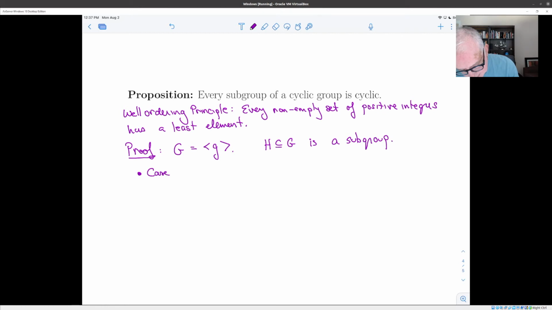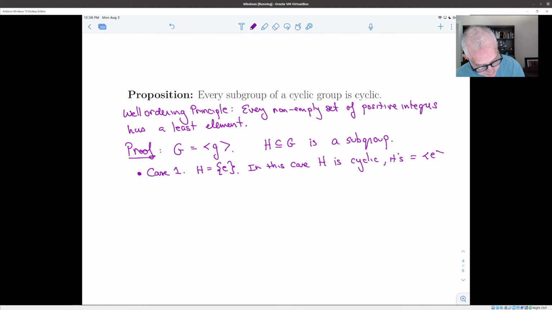Case 1. H just consists of the identity element. So in this case, H is cyclic because it's generated by the identity element. So the trivial group is a cyclic group in a kind of a silly way, because no matter how many powers of the identity element you take, you still have the identity element. So if H happens to be the trivial subgroup, then H is a cyclic group, and so we can treat that as done.